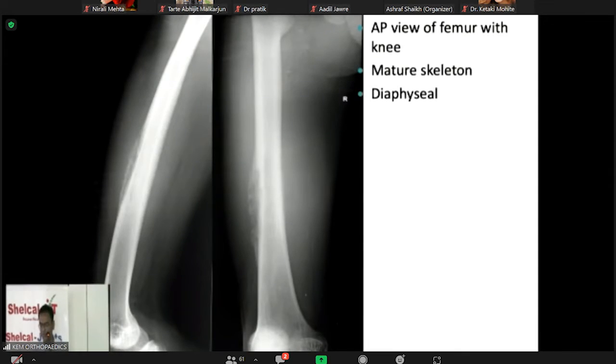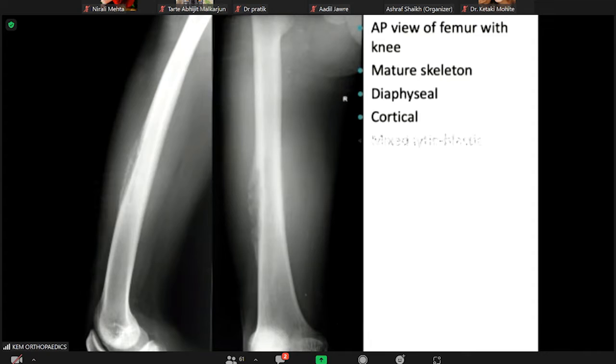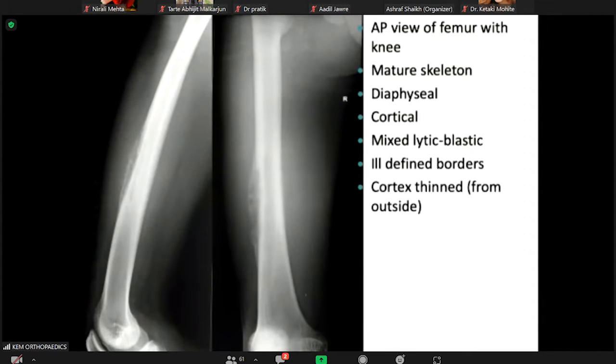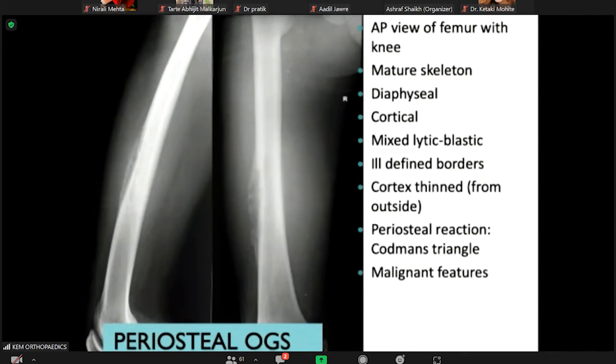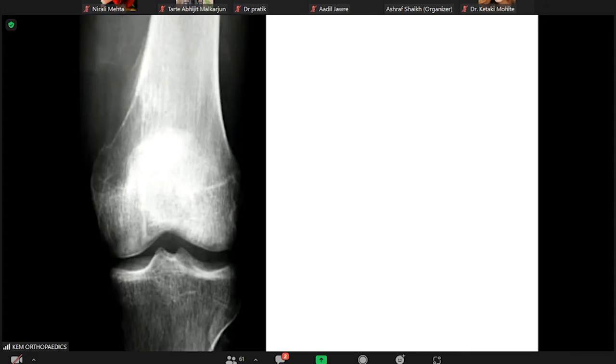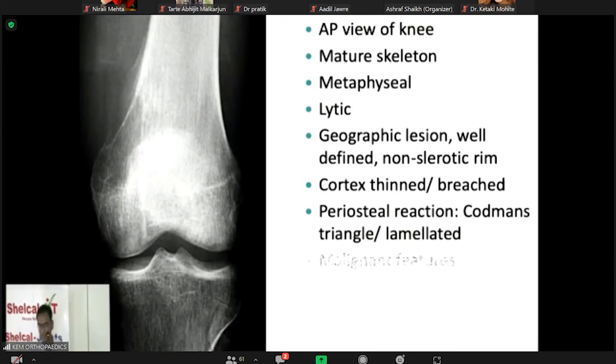AP view of the femur with knee in a mature skeleton, diaphyseal, cortical, mixed lytic and blastic, ill-defined borders, cortex thinned out, periosteal reaction. You can appreciate the Codman's triangle. Malignant features. What can this be? Periosteal osteogenic sarcoma. That's also similar to that.